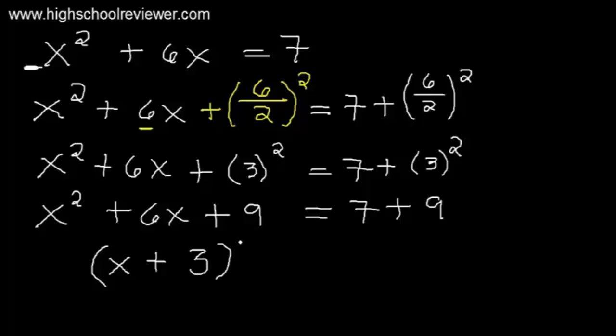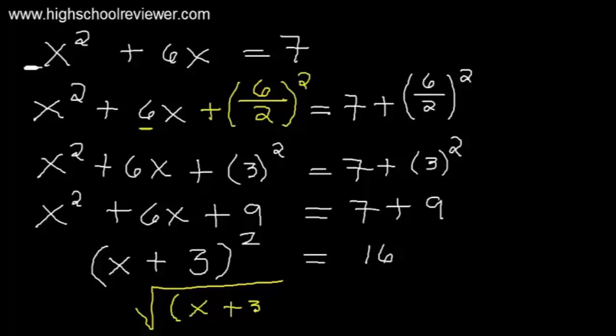And then since this is a perfect square, we need to raise that to the power of 2. And 7 plus 9 is 16. Now, to remove this perfect square, we need to get the square root. Okay, we need to get the square root of both sides. So this will be the square root of the quantity of x plus 3 raised to the power of 2.